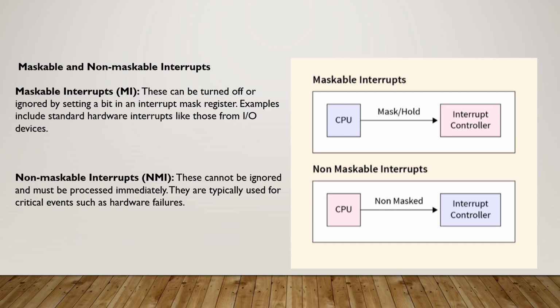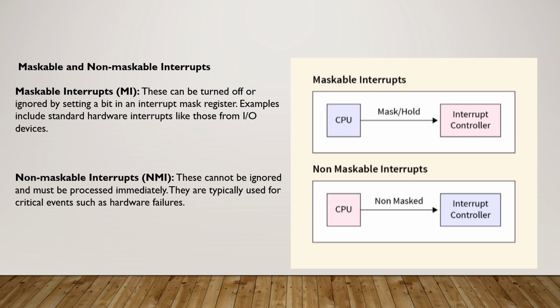Maskable and non-maskable interrupts. Maskable interrupts can be turned off or ignored by setting a bit in an interrupt mask register. Examples include standard hardware interrupts from input and output devices. There is a mask between the CPU and the interrupt controller.